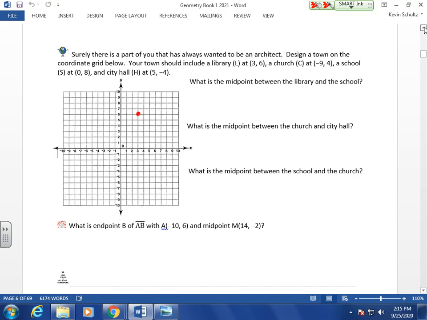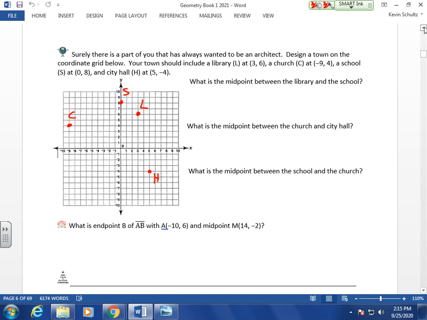That's point L. Remember, in order to pair the x value, the horizontal always comes first. So 3, 6. The church is at negative 9, 4. Plot that there, point C. School at 0, 8. That's up there. And City Hall, point H at 5, negative 4. And then you've got some questions to answer here.